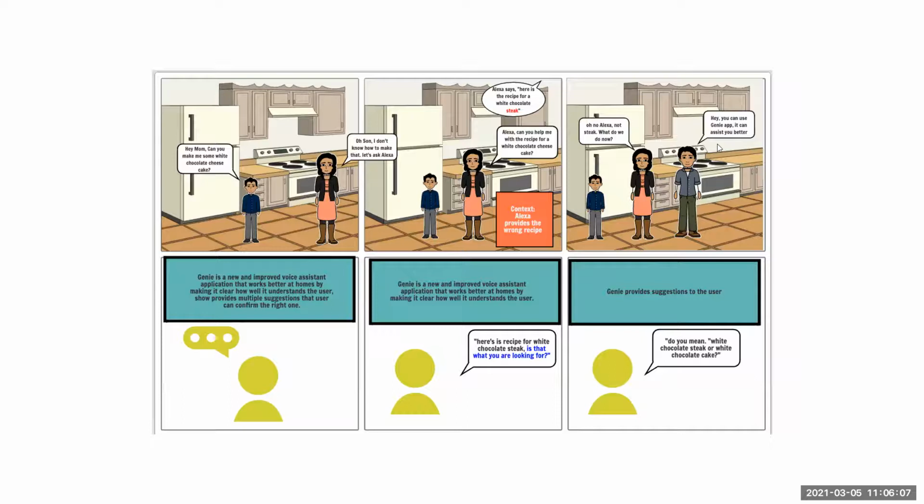And so we have developed an improved interface by prioritizing guidelines G2 and G10, where G2 is making it clear how well our interface understands. As you can see, our interface would ask, is that what you're looking for? To confirm what the recipe is. And G10 is providing extra suggestions, such as, do you want to make white chocolate cheesesteak or white chocolate cheesecake, by giving them suggestions. I think these are the two things that we prioritized.